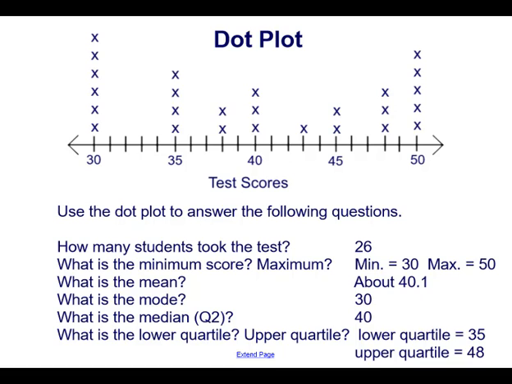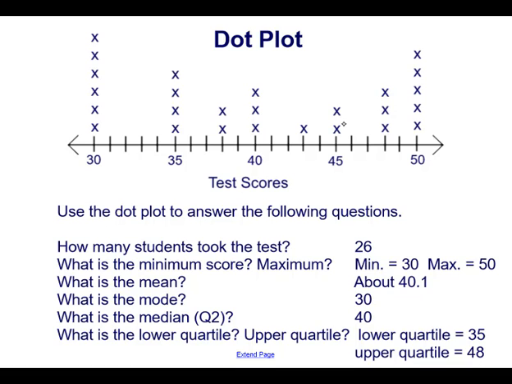The mean is a little harder to find. You have to count up and find the sum of all your data points and then divide by that 26. So you would have to add up 30 plus 30 plus 30 plus 30 plus 30. So 5 times 30, plus how many times 35? Of 36, 37, 38, 40, and keep going, and then find that sum and divide by the 26 students.